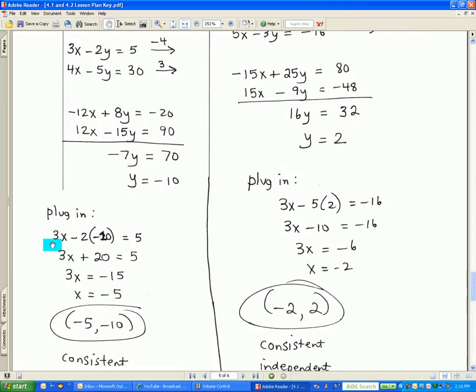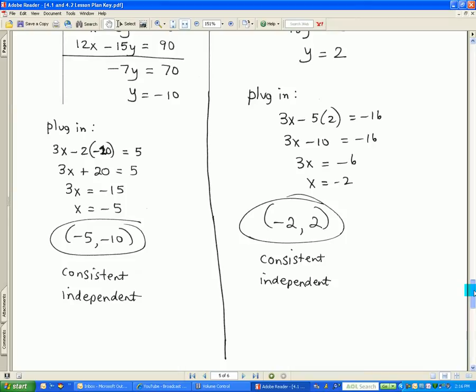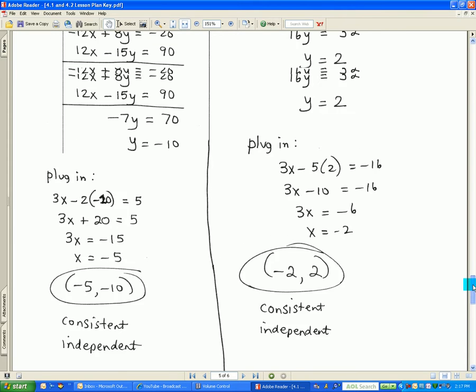I'm going to go back to the 3x minus 2y equals 5 and I'm going to plug in a negative 10. Negative 2 times negative 10 is 20. 3x plus 20 is 5. 3x is negative 15 when I subtract 20. Divide by 3, x is negative 5. My solution set is the ordered pair negative 5 comma negative 10. Again, it has that x format to it, so it is both consistent and independent.